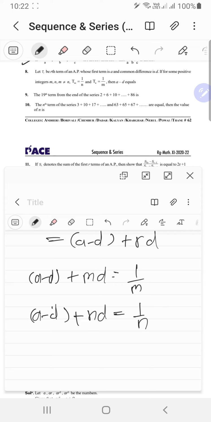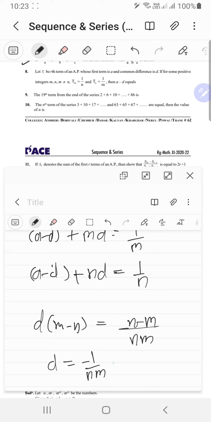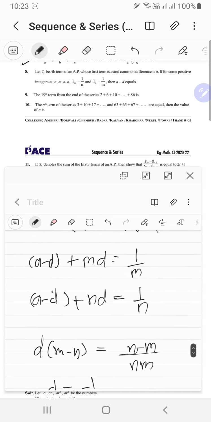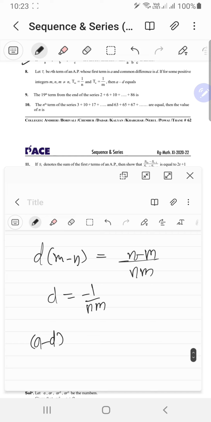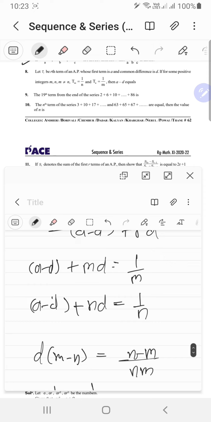There could be so many of these, and m is not equal to n. Okay, you know what? Subtract these two equations. That will just be d into m minus n equal to n minus m upon nm, right? Yes, and that gives us d equal to negative 1 upon nm. Putting that into this equation, we just get a minus d, but that's just substitution. It still won't give us a value. So that's still not good. This doesn't make sense.